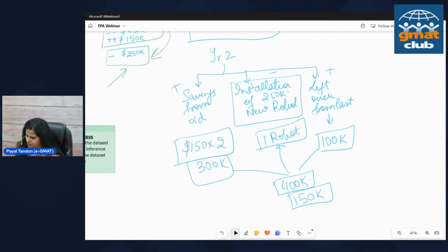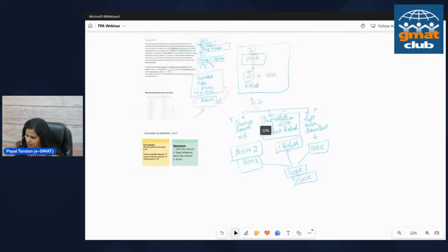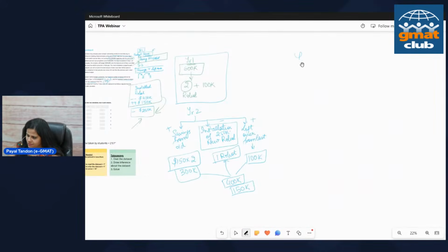Okay. Right? Now, let's go to year three. Year three, again, same thing. What are the savings from old one? Savings from old. How many old do I have? I have 150K times three robots, right? So that is 450K. What is the leftover budget? Leftover budget was 150K, right? This is the leftover budget here, 150K.